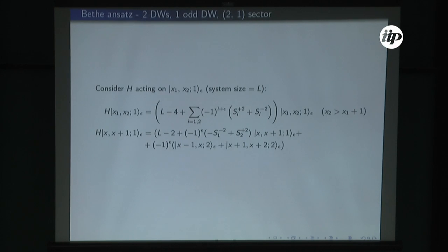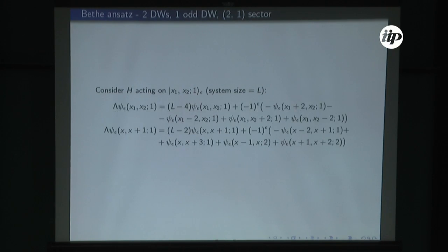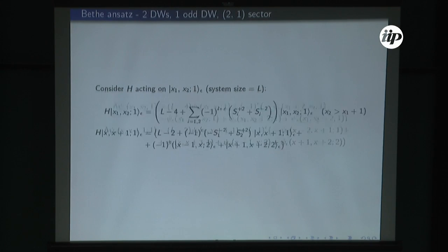Let's make it more complicated. Let's look at the 2-1 sector. So that's two domain walls, but out of these two domain walls, one is odd. So two different kinds of particles. Here again, we write down two equations. There are again two possibilities: either they are far apart or they are a certain distance apart. And depending on this condition, you have two different equations as such. And now you do the exact same thing as before. I did not even write it down, I was too lazy for that.